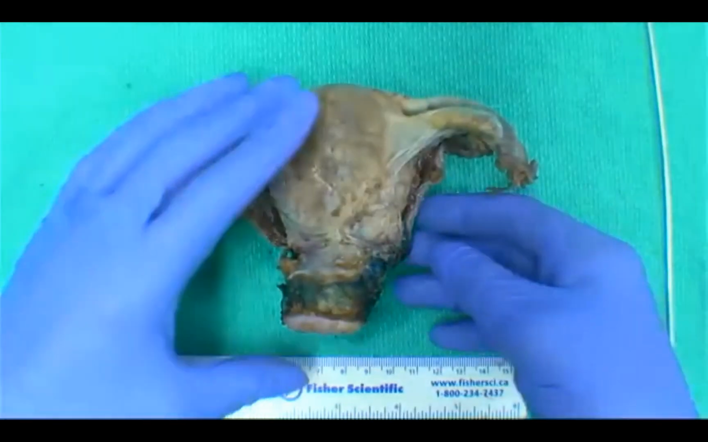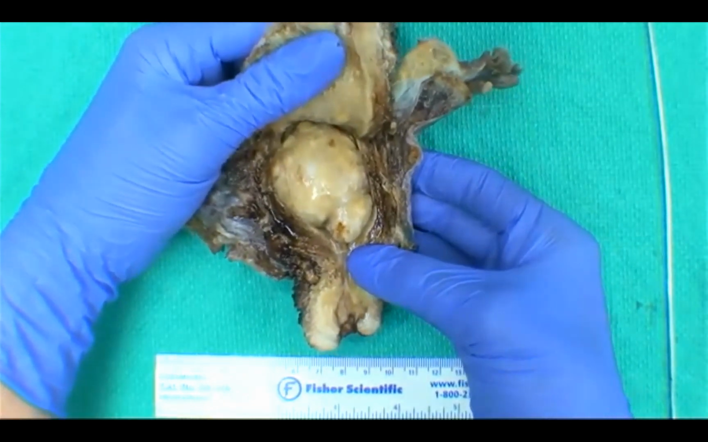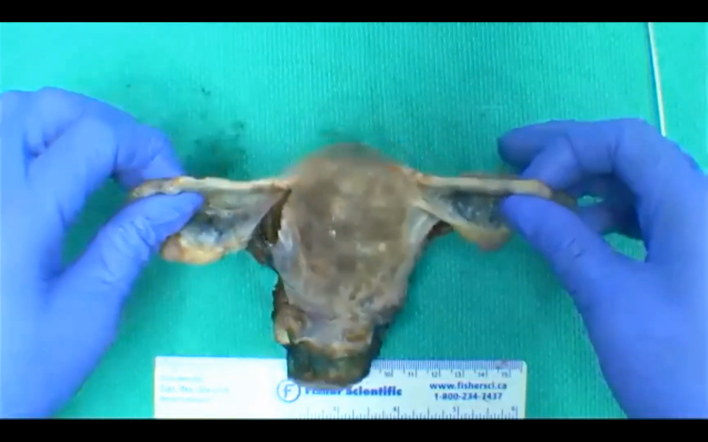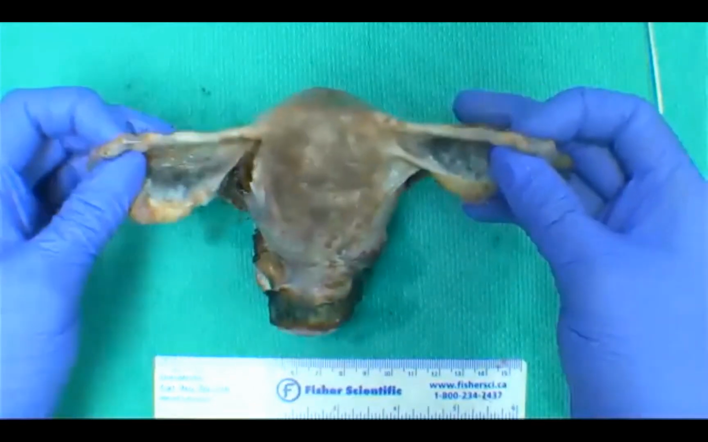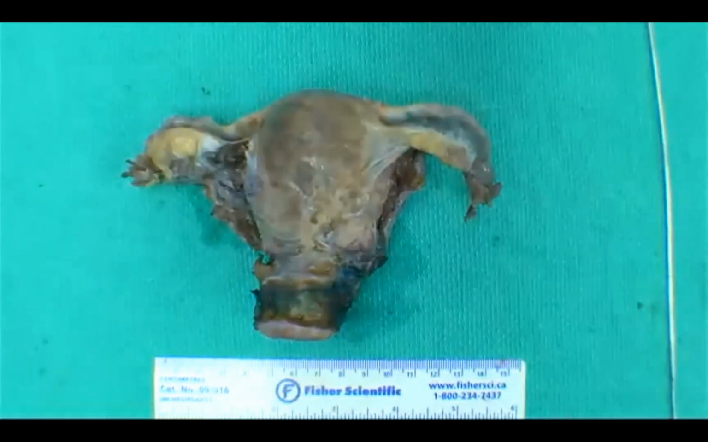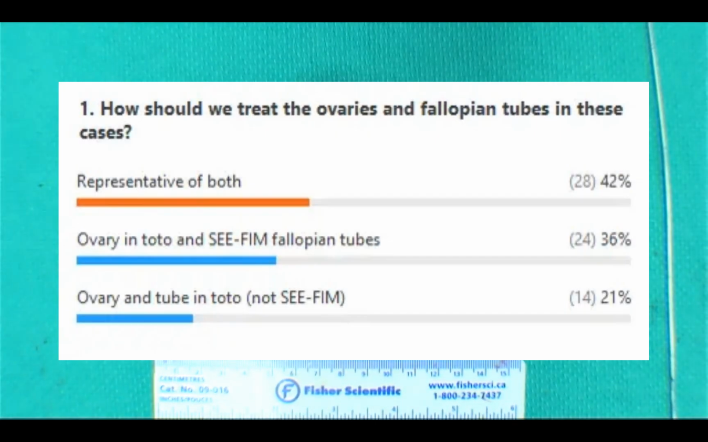Okay, and then we would examine the remainder of the endometrial cavity, submitting any fibroids or polyps, and then just doing representative sections of the endomyometrium. Okay, and then our fallopian tubes and ovaries. So I think we can go into our third question. How should we treat the ovaries and fallopian tubes in these cases of suspected cervical CA? It's a very interesting spread. So the correct answer for this is typically representative sections of both.